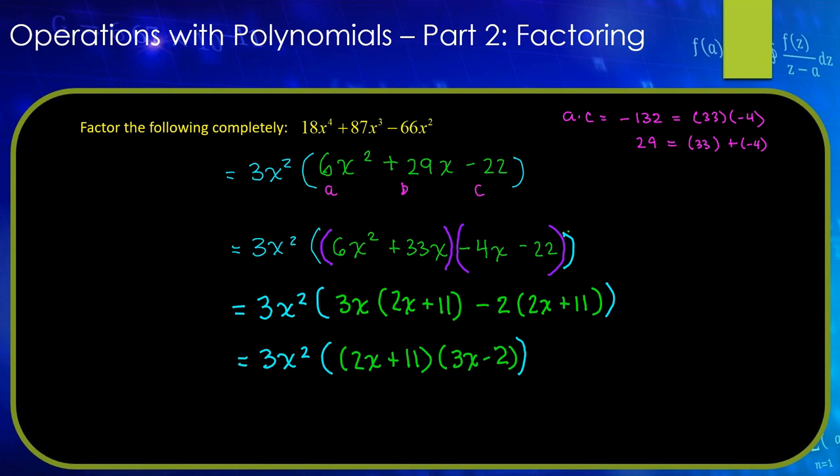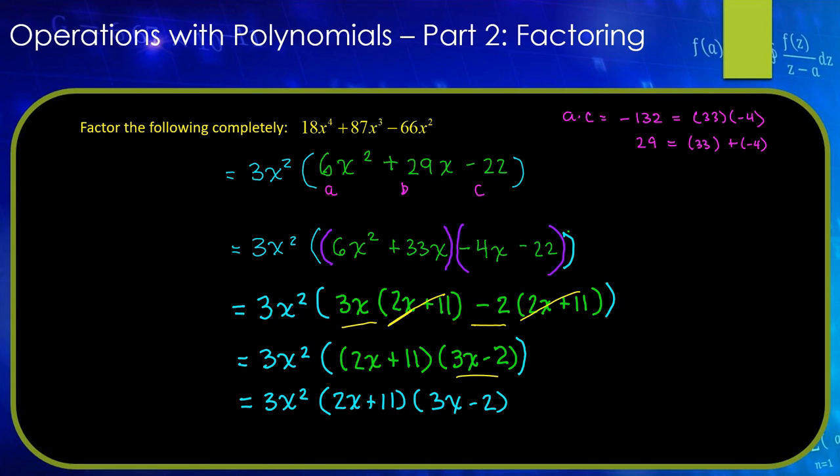Now when I do that, when this goes away, I'm left with 3x minus 2, hence that's how I got this. And I don't need the extra set of parentheses anymore because now I have three quantities, 3x squared, 2x plus 11, and 3x minus 2, and they're all being multiplied. So I just write this as 3x squared times 2x plus 11 times 3x minus 2.